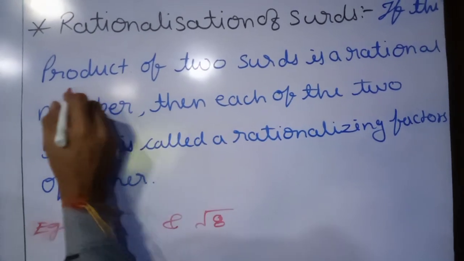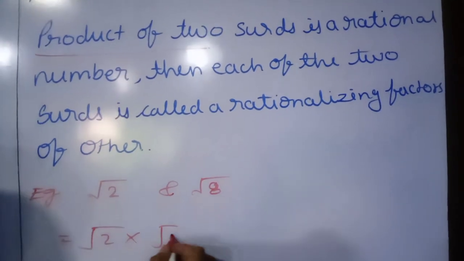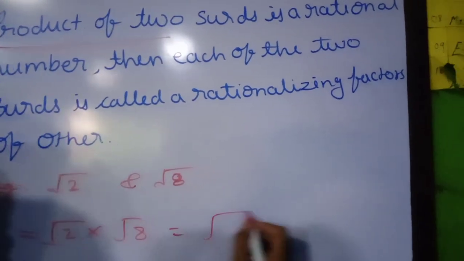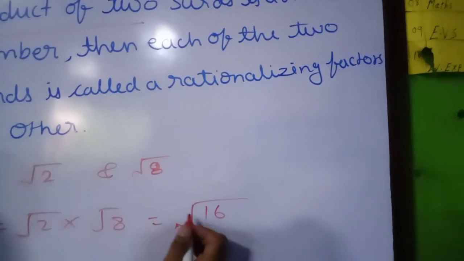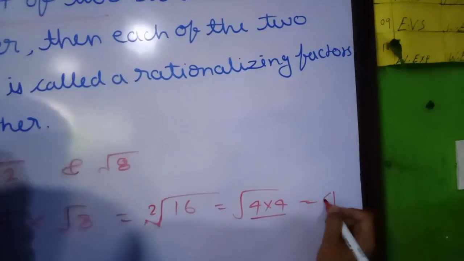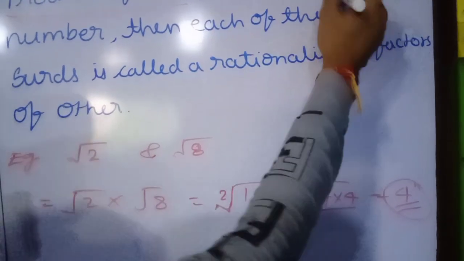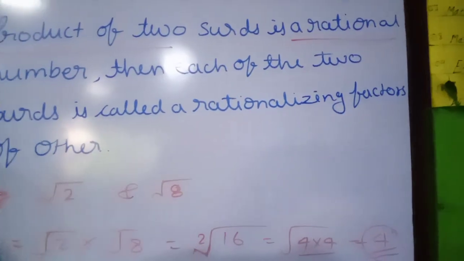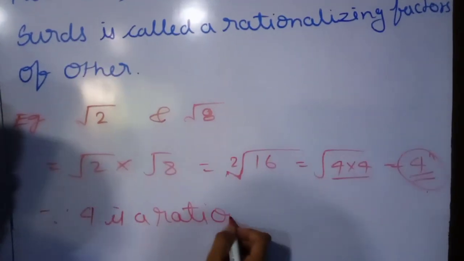Yes. Now this is the product of these two. Whenever we do the multiplication of these surds, we get root 16. Here we don't have an order, that means 2, so we can say 4 into 4. Now 4, we got the answer. Yes, the product of the surds is a rational number, we got that, because 4 is a rational number.